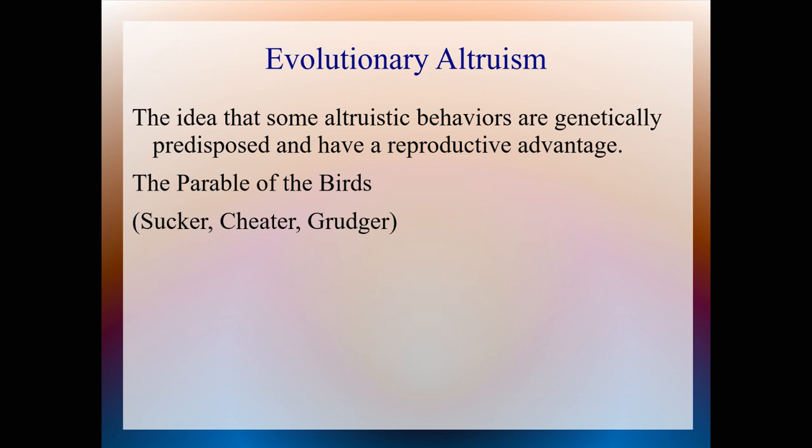What if you have a group with suckers, cheaters, and grudgers? Well, the suckers would always groom anybody. The grudgers would end up grooming one another and grooming the suckers. And the cheaters would be able to get groomed by everybody at first, but eventually the grudgers would not groom the cheaters, and the suckers would continue to groom the cheaters.